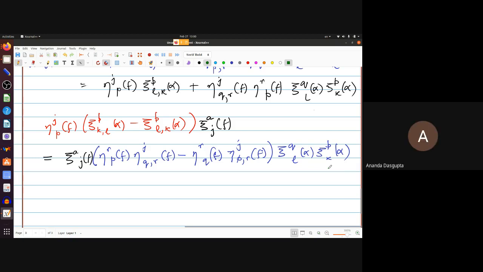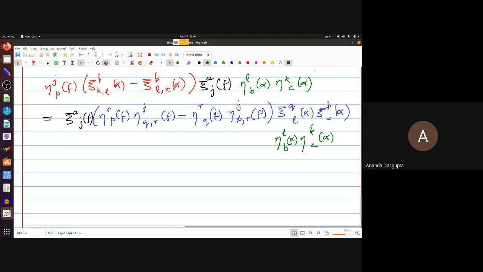Contract with eta. Yes, because xi's are of course inverses of eta and etas are inverses of xi's. So use etas on this side, two etas for the two xi's. And of course, once again, be careful about the free and the dummy indices. And you have to do the same thing on both sides. So what does this equation ultimately become?